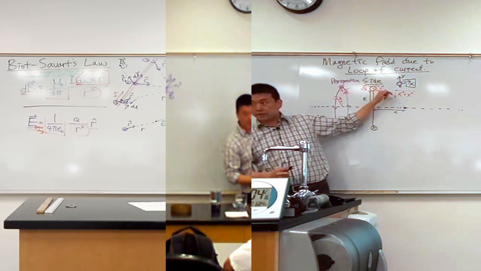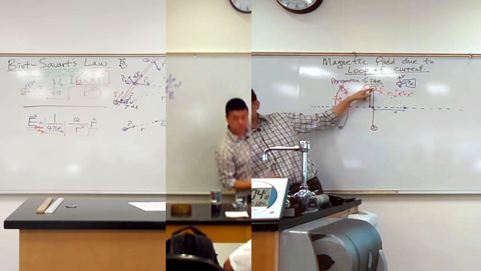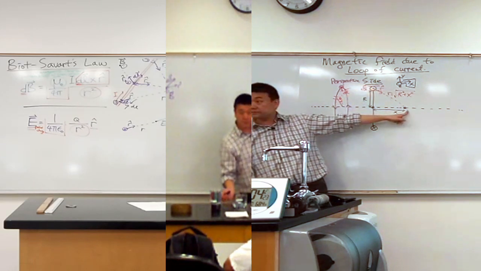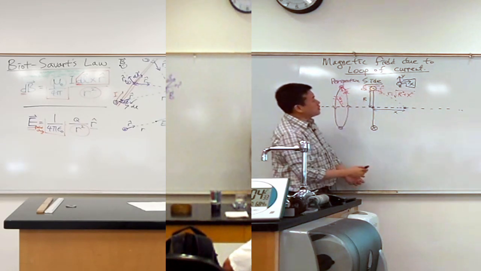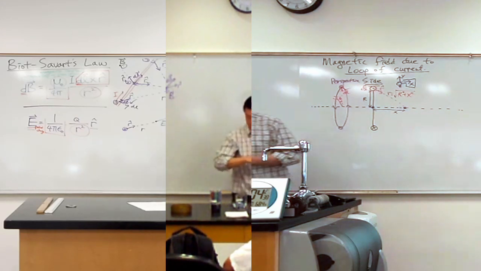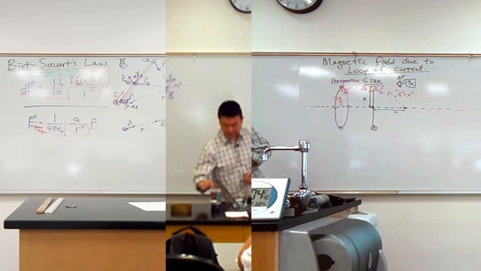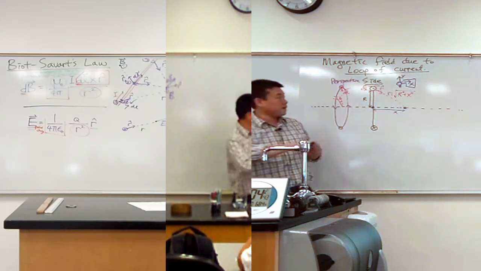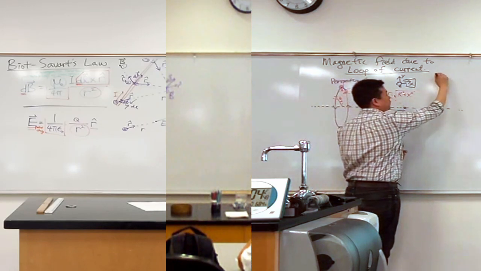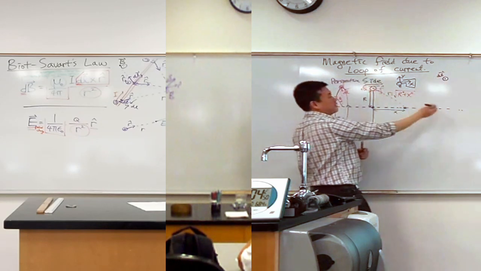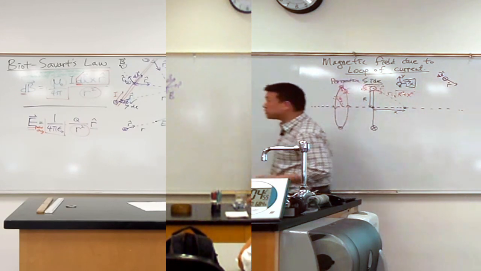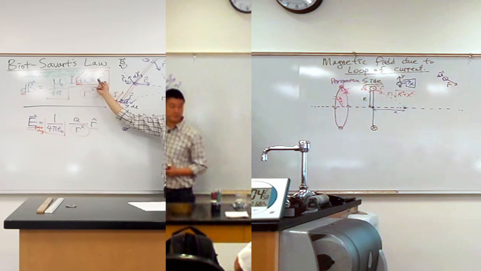The r hat is the unit vector pointing from the source, whether it's a charge or current, to the target point. So r hat points in that way. So let me draw a separate diagram that illustrates all these vectors so that my drawing here doesn't get clogged up. So all these vectors: dl, that's coming out of the board, and my r hat, that's pointing down this way. So what I would like to know is what is the direction of dl cross r hat?